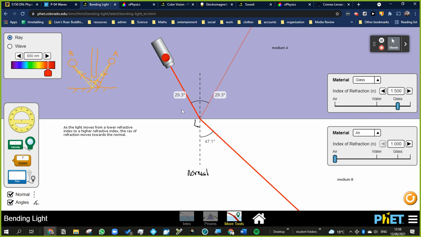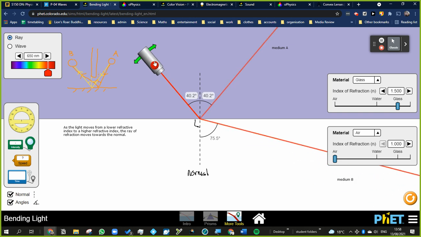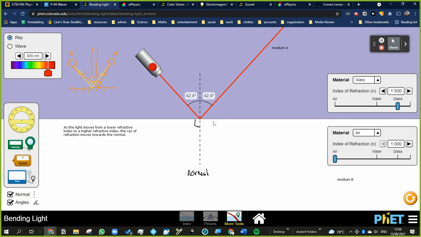Now this is where things get a little bit weird. If I go from a more dense medium to a less dense medium, or from a higher refractive index to a lower refractive index, if I move that a little bit further, eventually the angle of refraction is so large it goes beyond 90 degrees, which means it gets reflected back inside. So that's important. Do you know what that's called? So that's called total internal reflection.